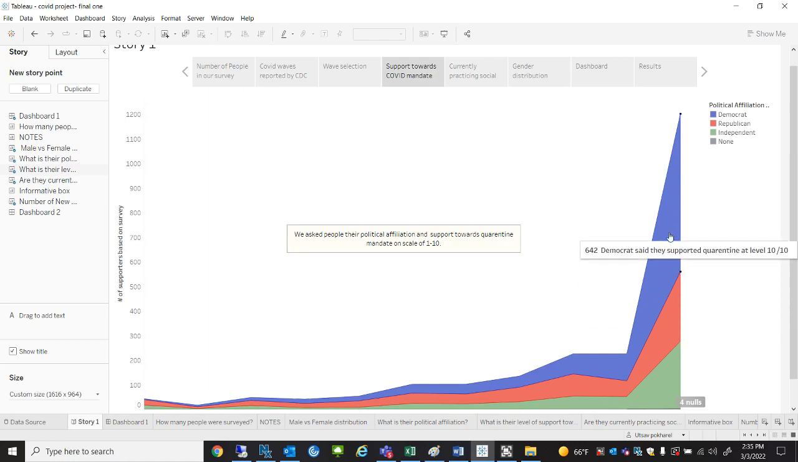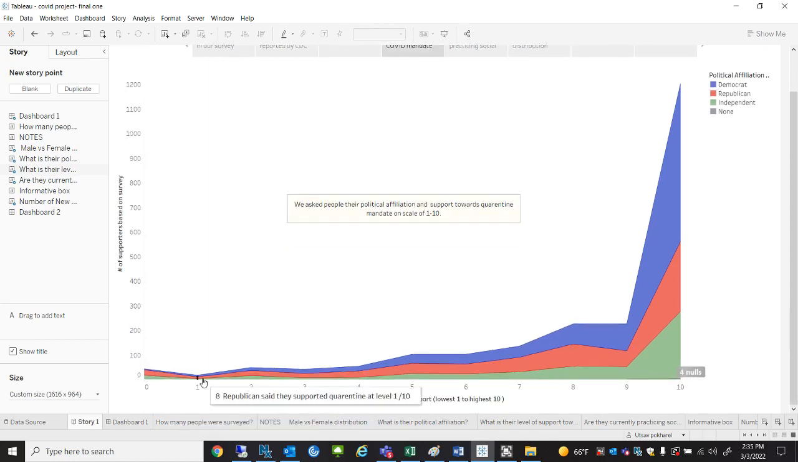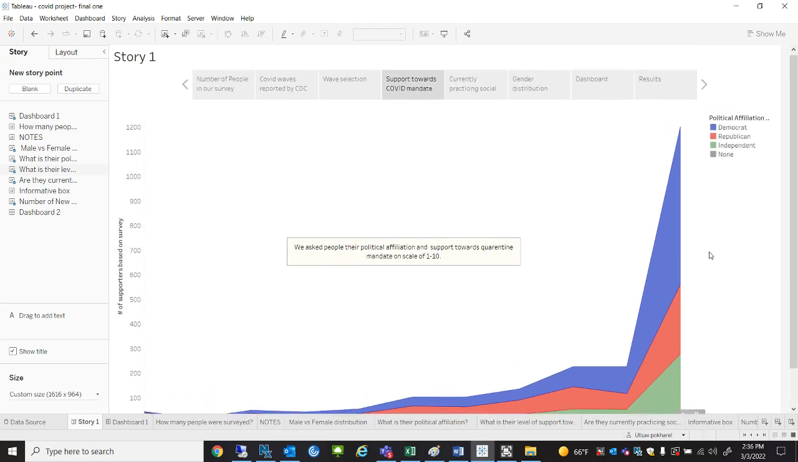So at this point, 642 Democrats said they supported quarantine 10 out of 10, while 284 Republicans said they supported quarantine 10 out of 10. And then that number goes down on the support level, with one being the least support level, so not a whole lot of people on one. So this was during phase one.